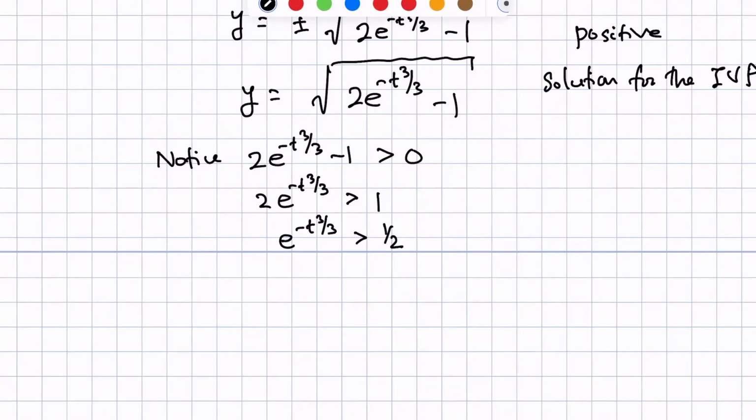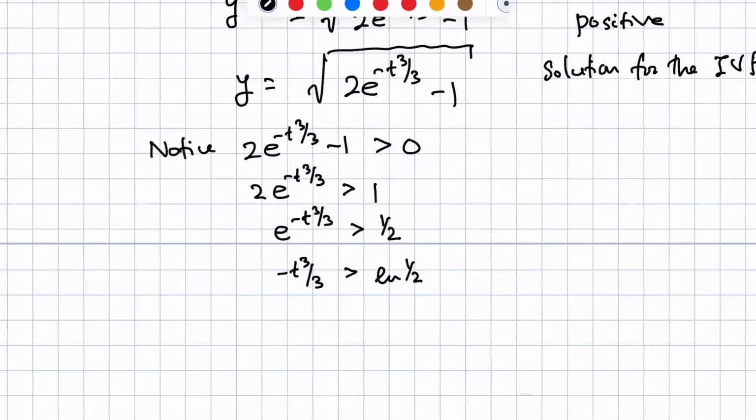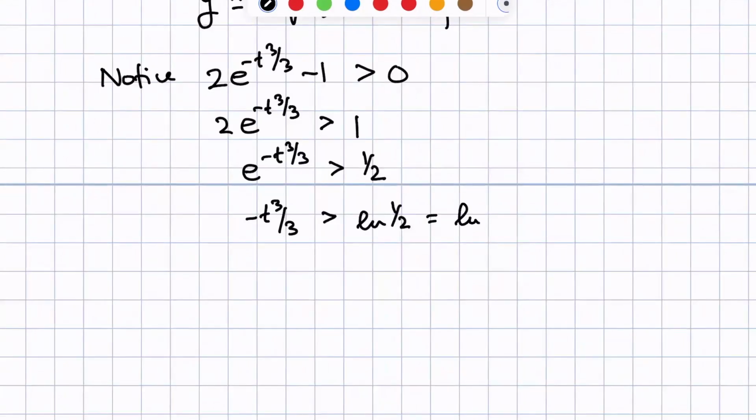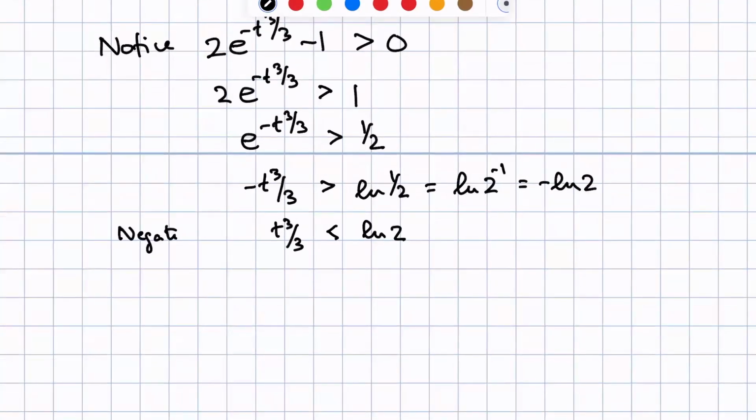So this is minus t cubed over 3 is greater than log of 1/2. Now remember that log of 1/2 is the same thing as log of 2 inverse, and then the negative 1 comes down in front and becomes a minus log 2. Now I'm going to negate both sides, and when I negate both sides, the inequality flips. Let's multiply by 3. t cubed is less than 3 log 2. And at the very end, let's take the cube root. So t is less than the cube root of 3 ln of 2.